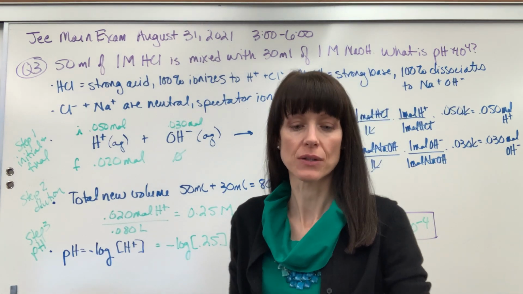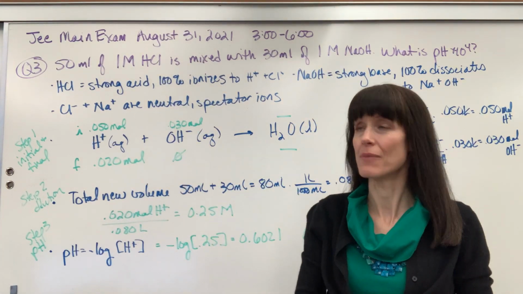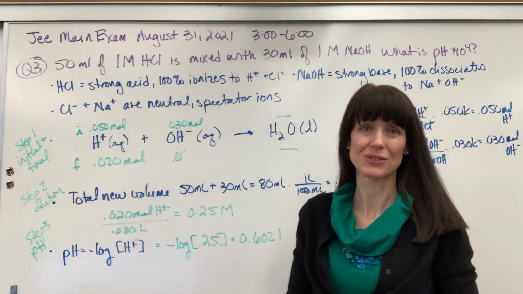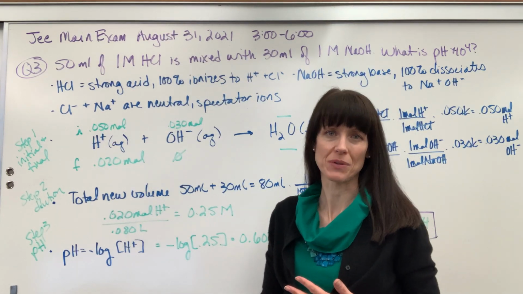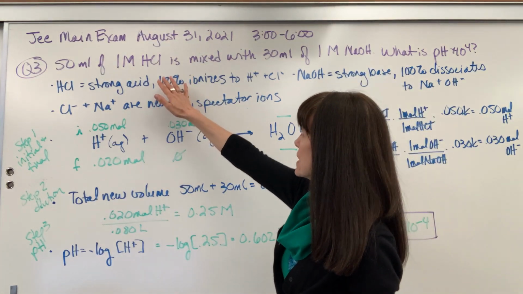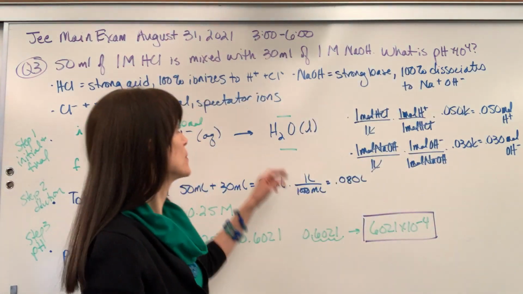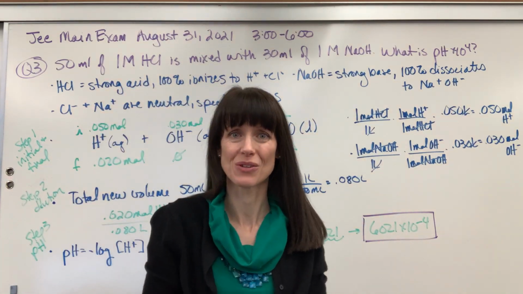We are going to do an acid-base reaction. This comes from the JEE Main Exam on August 31st, 2021, 3 o'clock to 6 o'clock exam. We're going to do question number 3. Let's read it together. It says, 50 mL of a 1 molar HCl is mixed with 30 mL of a 1 molar sodium hydroxide. What is the pH times 10 to the 4?